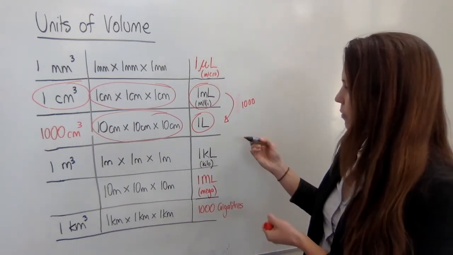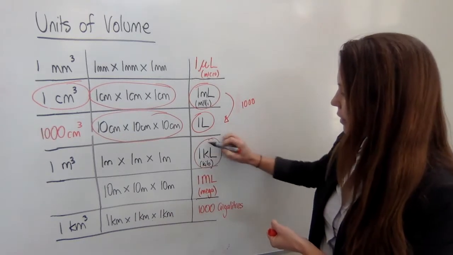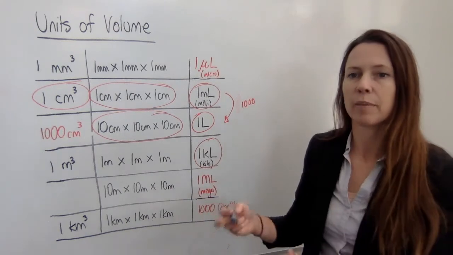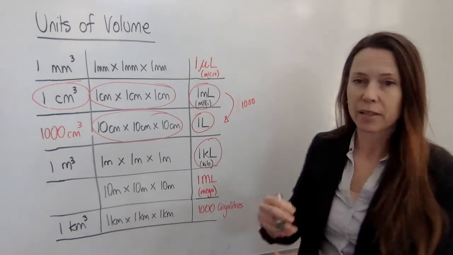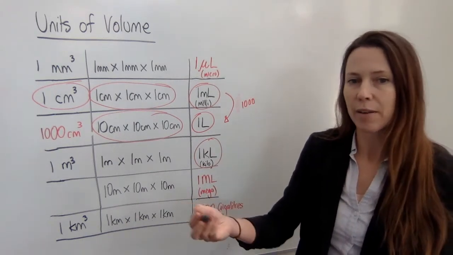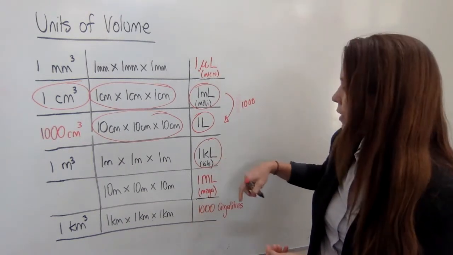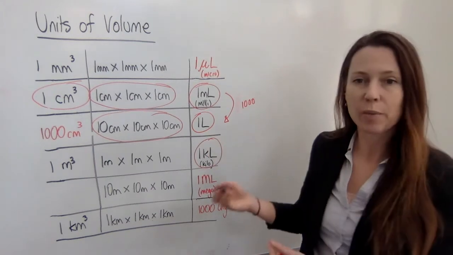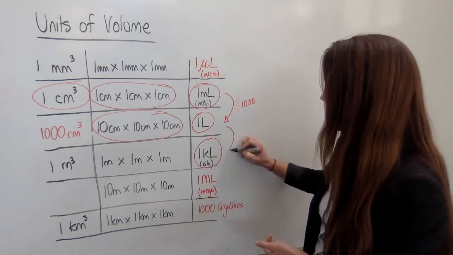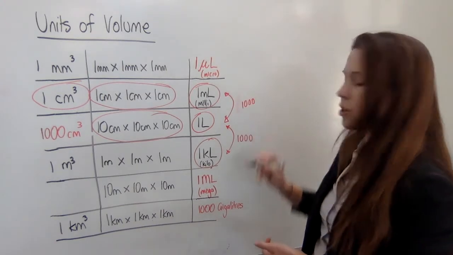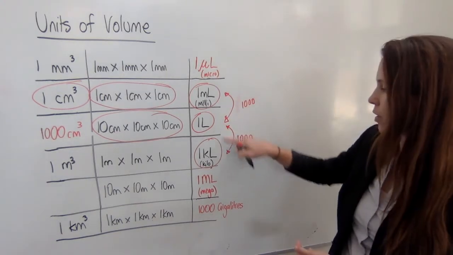All right, so what else can we visualise? Well, a kilolitre is important to know as well. Now, you already know that 1,000 metres make 1 kilometre, and 1,000 grams make 1 kilogram. So you probably have already an understanding that kilo means 1,000. So 1 kilolitre will be 1,000 litres. So going between these, we also have a ratio of 1,000. You get 1,000 of those in one of these.